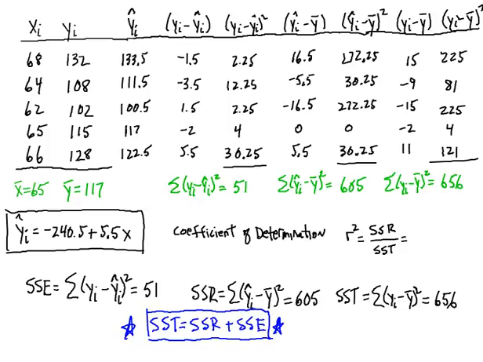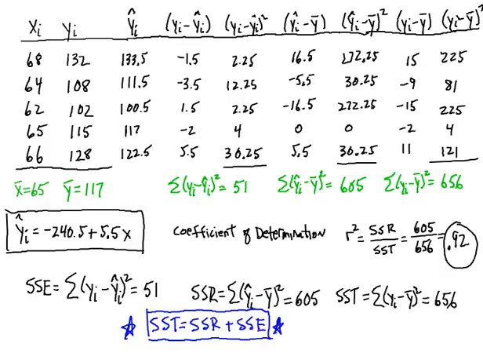So this little formula down here at the bottom will allow you to get one of them if you have the other two. Now, the coefficient of determination finally is SSR, 605, over 656. So calculating that, I get about 0.92. Now on a scale from 0 to 1, a 0.92 would be considered a very good fit. The regression line that we created and graphed with the data would be considered a very good fit at 0.92. The closer you are to 1, the better the fit. The closer you are to 0, the worse it is.